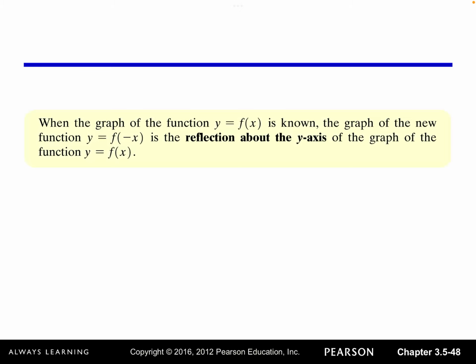And then the rule is: when the graph of the function y equals f of x is known, the graph of the new function y equals f of negative x is the reflection about the y-axis of the graph of the function y equals f of x.